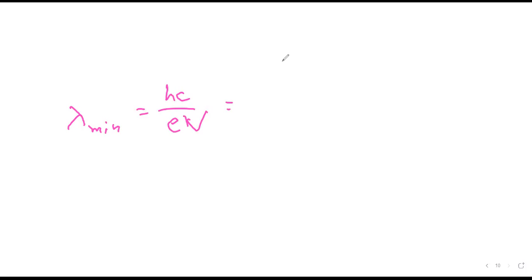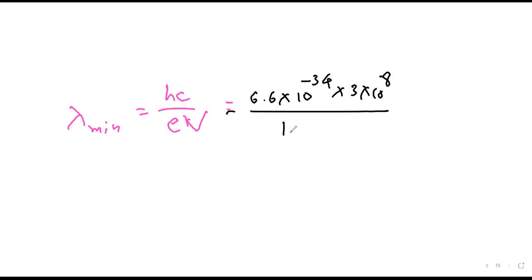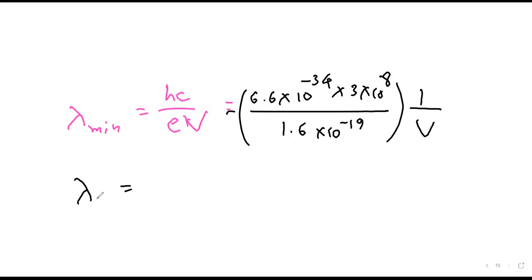So I know the value of h: 6.63 times 10 to the power minus 34. And the value of c is 3 times 10 to the power 8, divided by 1.6 times 10 to the power minus 19, into 1 by V. If you calculate it, you will get an important formula: lambda minimum is equal to 12400 by V Angstrom.